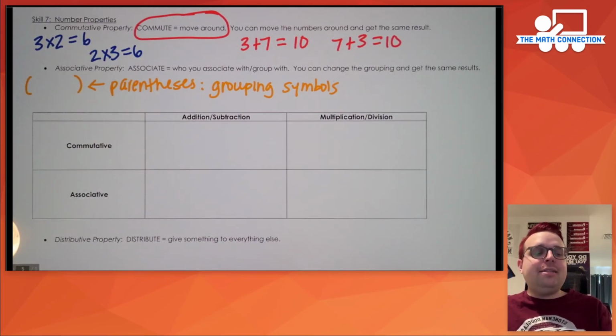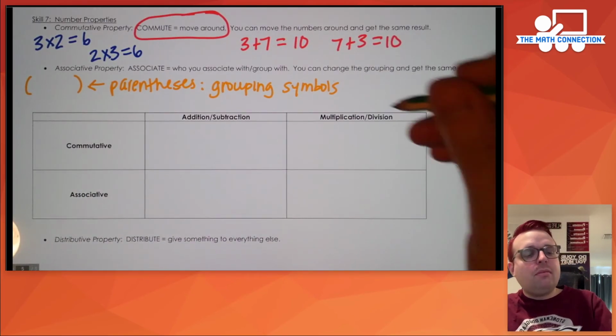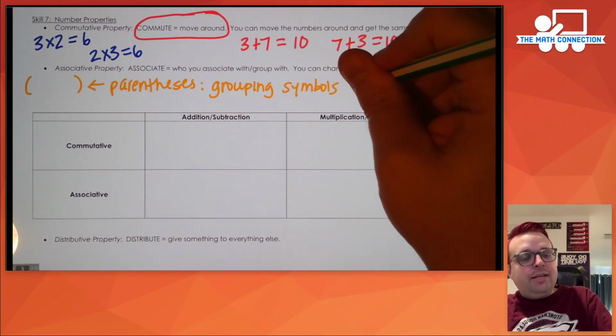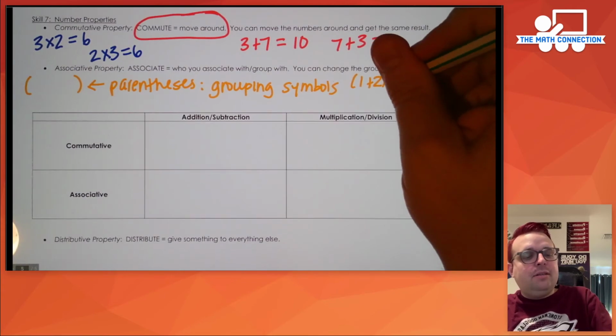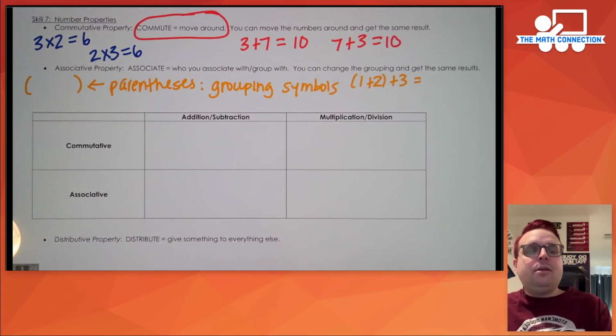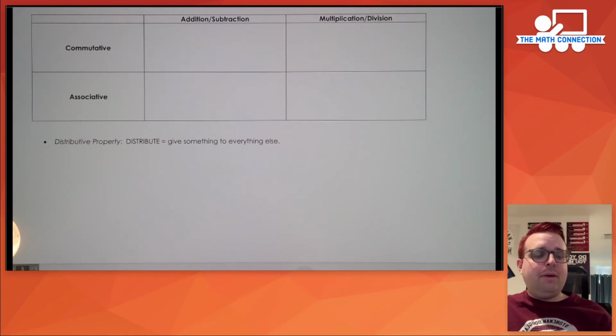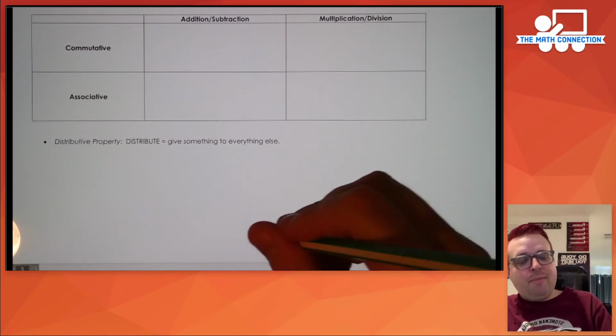And so let's say, for example, let's just do an addition one for this. Let's say I have 1 plus 2 in parentheses plus 3. And so what's the result of this? Well, in order for you to do this, you have to know a little bit about the order of operations. And so I'm going to roll down to the bottom of my page here and just give you a really quick idea of order of operations.